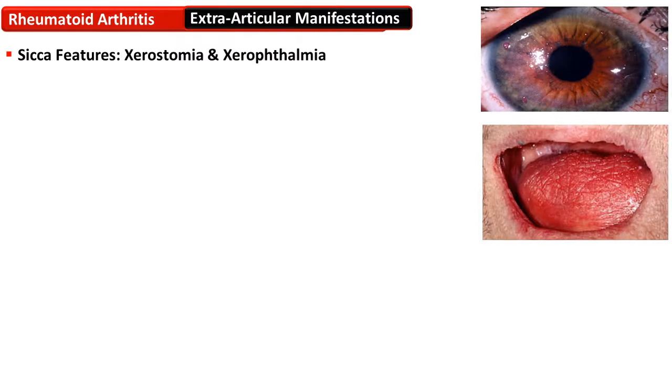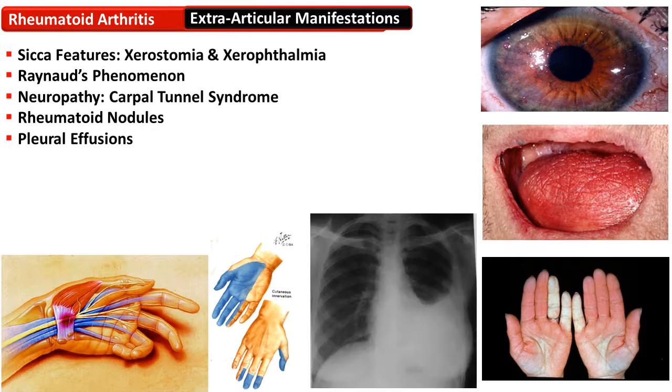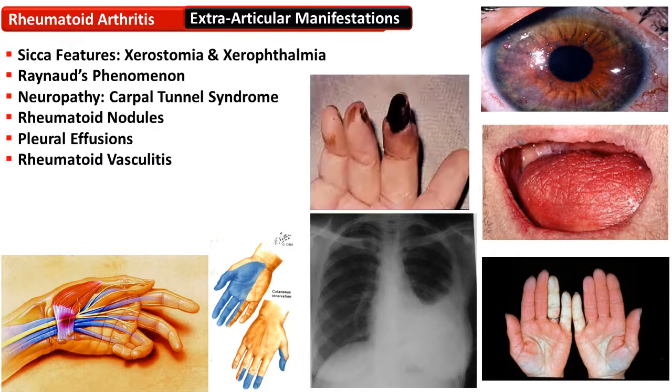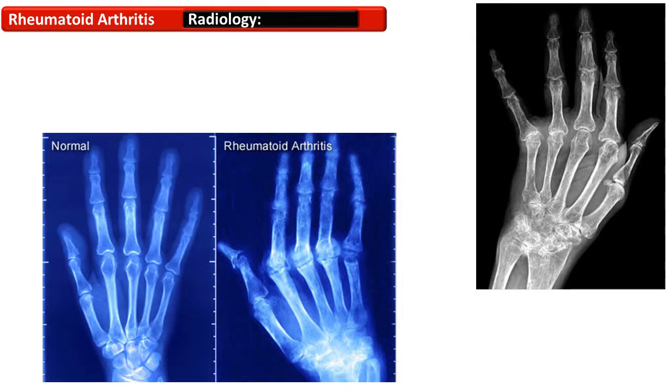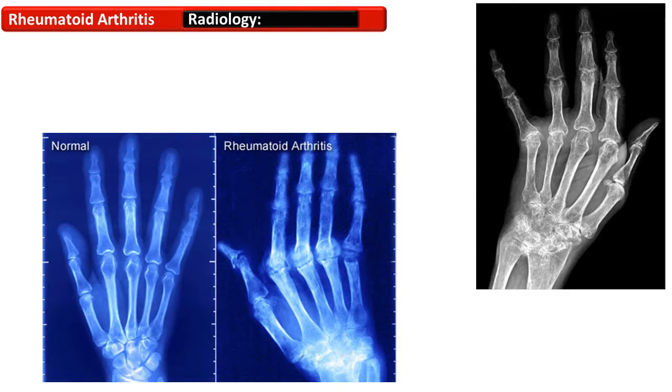As it is a multisystem disorder, it frequently exhibits extra-articular features such as sicca features, dryness of the eye, dryness of the mouth, Raynaud's phenomenon, carpal tunnel syndrome, rheumatoid nodules, which we have seen are present in many sites, then pleural effusion and rheumatoid vasculitis. In the initial stage of the disease, joint effusion, juxta-articular osteopenia with erosion, narrowing of the joint space and loss of the articular cartilage are the features associated with this rheumatoid arthritis.